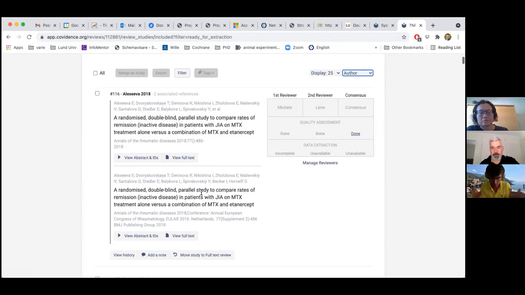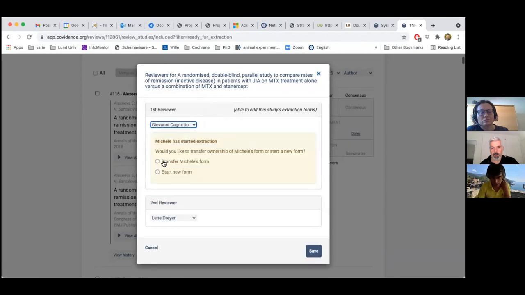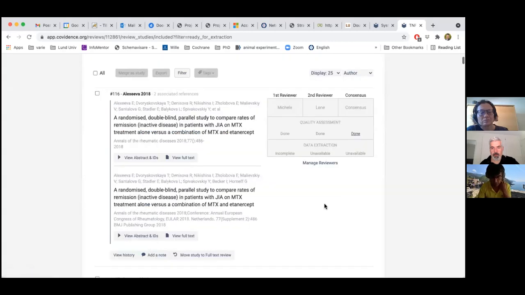And everything needs to be done by two people independently, and Covidence works very nicely for this purpose. So in this case, it was Michele and Lene starting this. And this is done, so the consensus seems to be already done. It's possible to take over with this button, manage reviewers. So someone else, for example, it's possible to do it like this. I don't know, say it's now Giovanni doing this and not Michele. I'm supposed to transfer, but now it's not necessary. So I will just cancel. But it's possible also to change this setting afterwards.